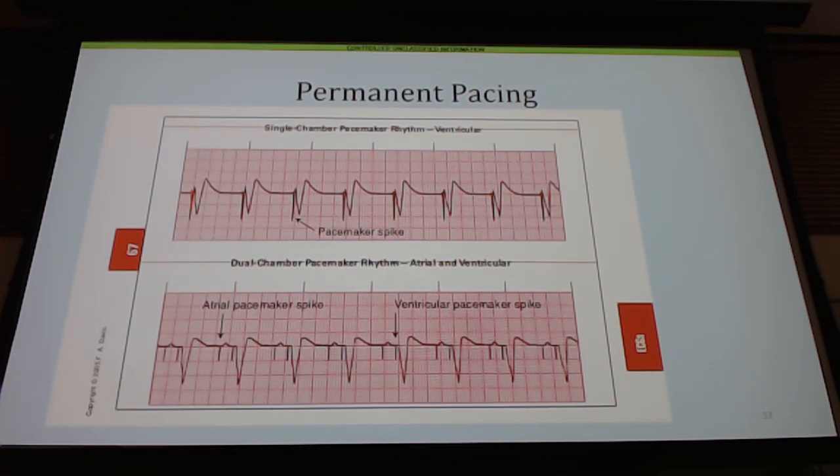So in this example, that single lead that we have is in the ventricle, and when it triggers, it's going to trigger a ventricular response. You get a QRS complex related to it. So this is a single chamber ventricular rhythm.